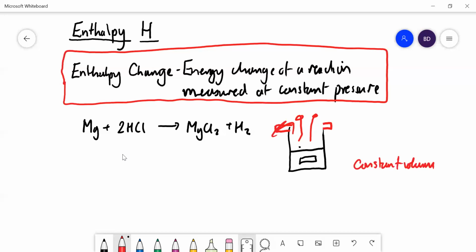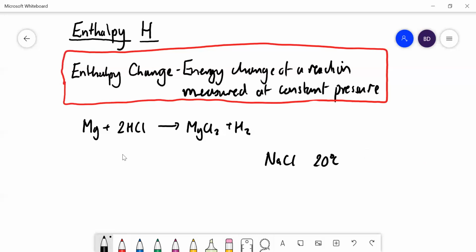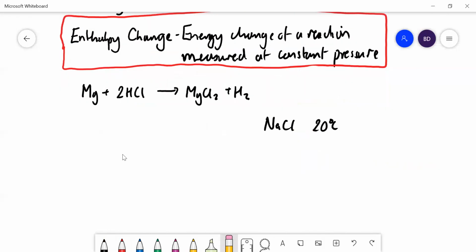Now, if you want to measure the enthalpy of sodium chloride, for example, at 20 degrees C, you can't measure the enthalpy. The only thing you can do is measure changes in enthalpy that occur during a reaction. So let's see what this looks like on a graph. Let's say we've got an exothermic reaction.